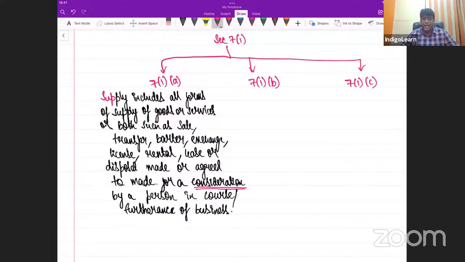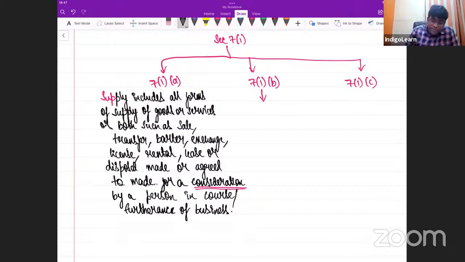Yeah, I'll proceed. So what is Section 7? Supply includes all forms of supply of goods or services or both, such as sale, transfer, barter, exchange, license, rental, lease or disposal, made or agreed to be made for a consideration by a person in the course or furtherance of business. Very important.